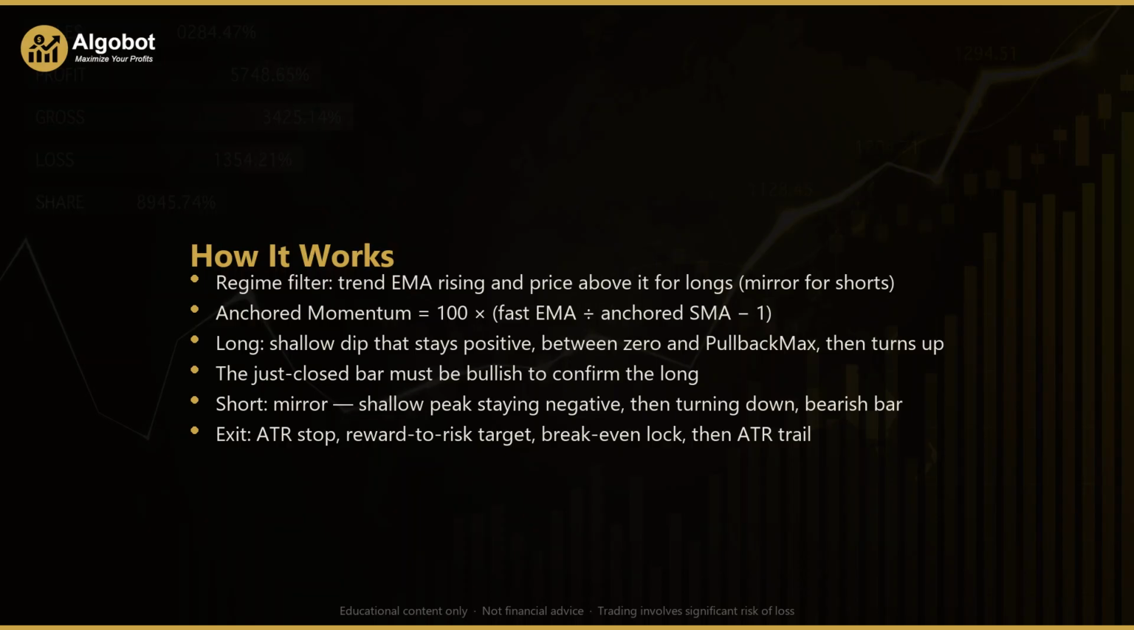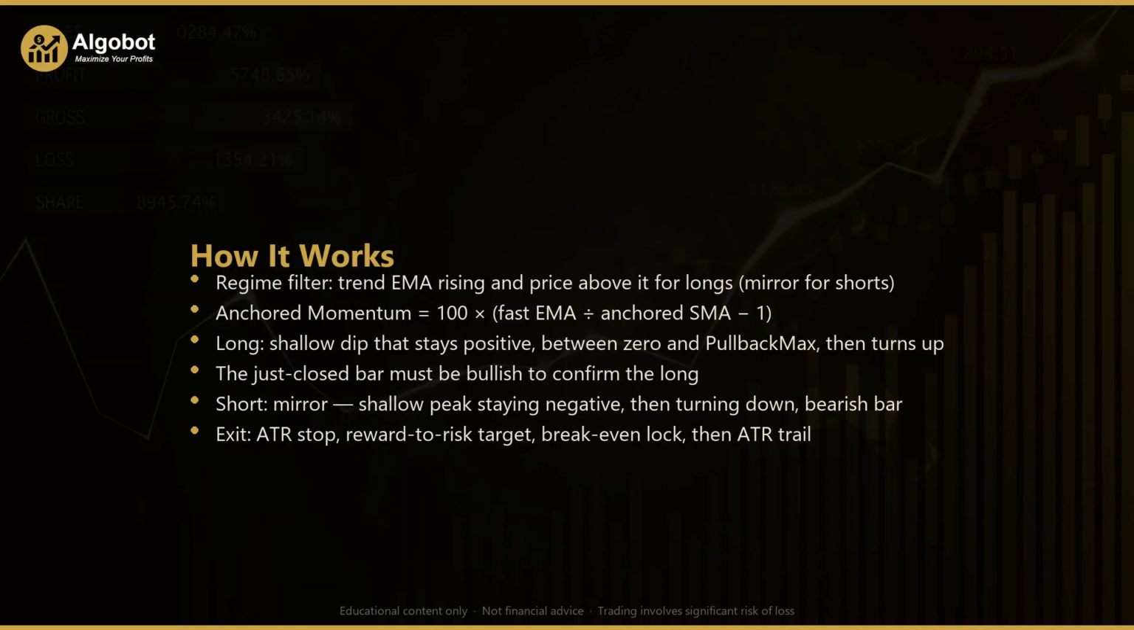First comes the regime filter. The strategy calculates a long trend exponential moving average and compares its current value to its value several bars ago, a distance set by the SlopeBars parameter. For a long setup, that trend line must be rising and the closing price must sit above it. For a short setup, the trend line must be falling and price must sit below it. If neither condition is met, nothing happens.